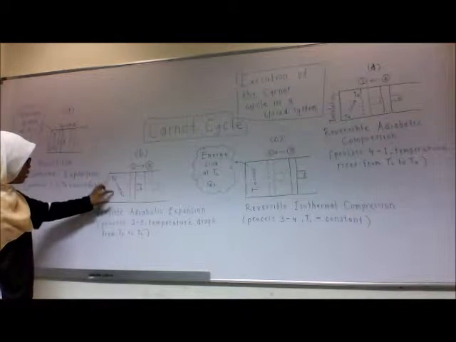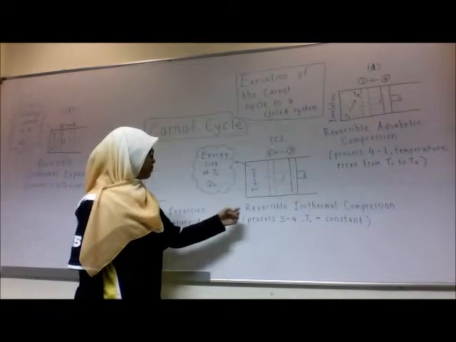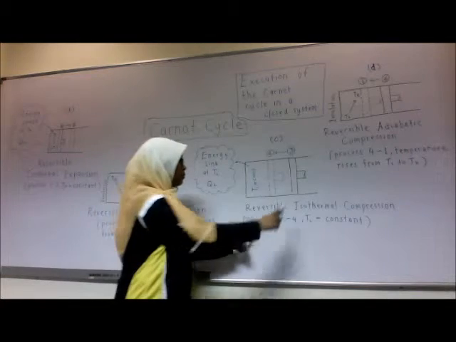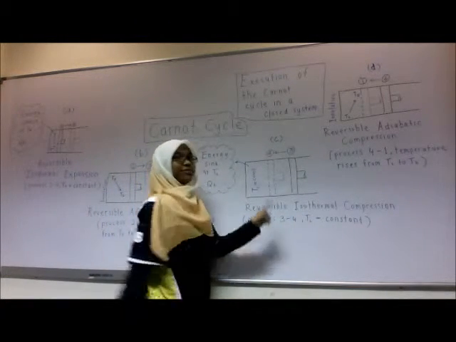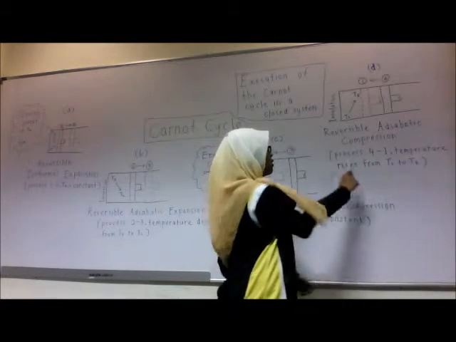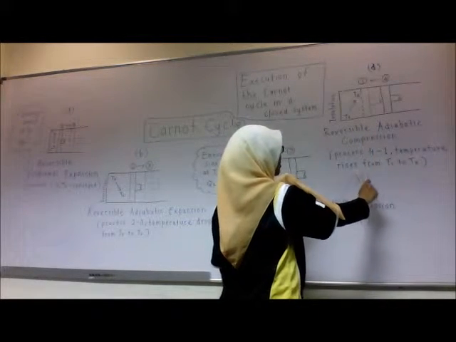TL. For the third process, reversible isothermal compression, the process from 3 going to 4, TL is constant. Reversible adiabatic compression, the process from 4 going to 1, the temperature varies from TL to TH.